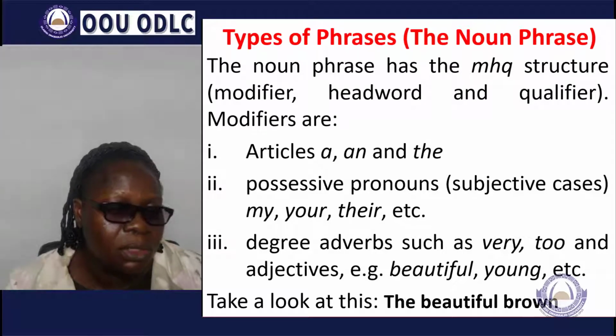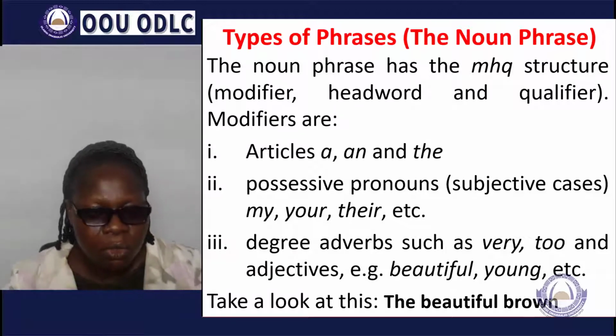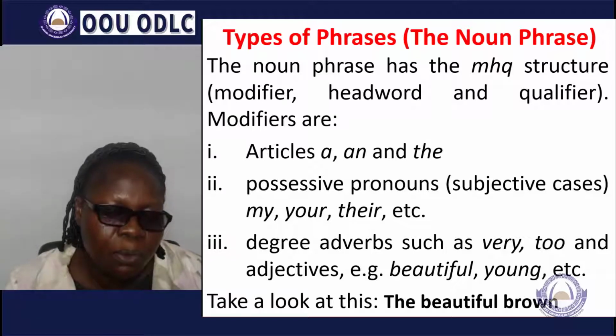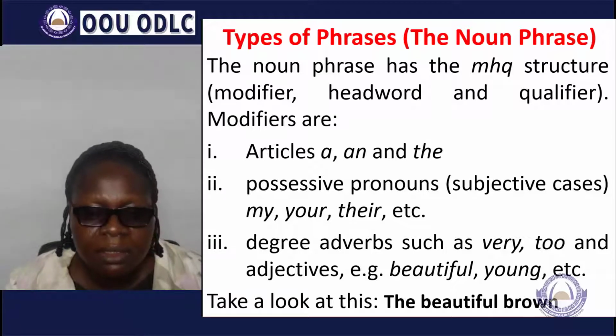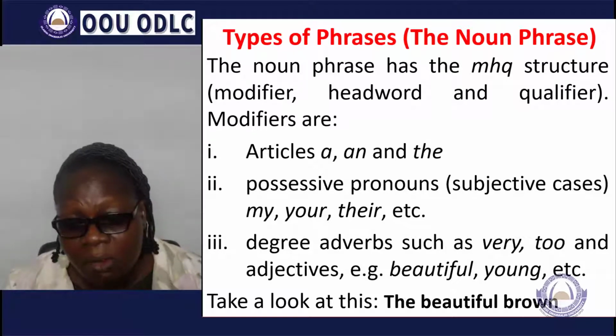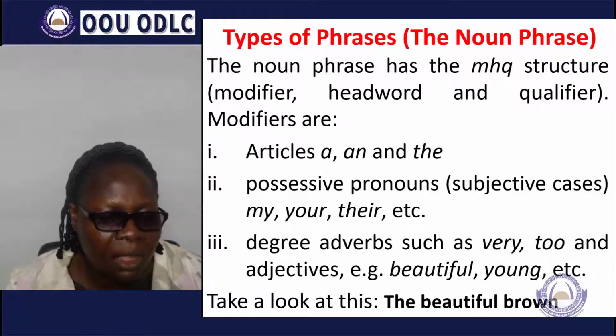Remember we talked about the articles a, an, and the. These articles can occur as modifiers within the structure of the noun phrase. Apart from the articles, we can also have possessive pronouns as modifiers in the structure of the noun phrase. The possessive pronouns that are the subjective cases. These are my, your, their, and so on.